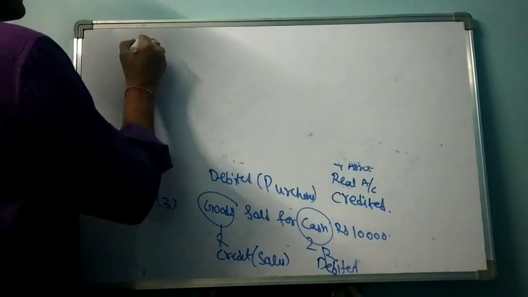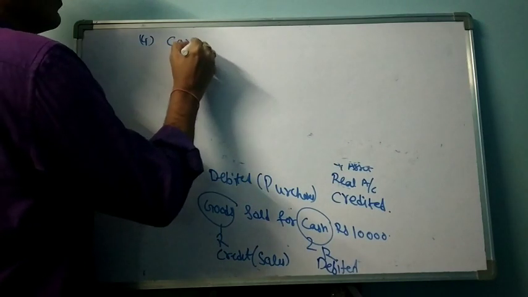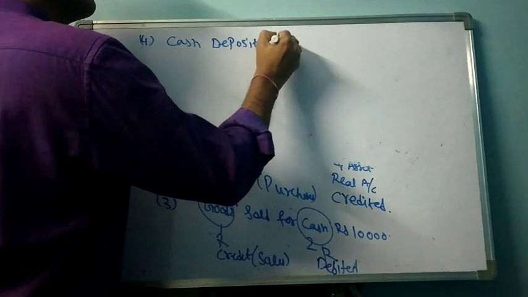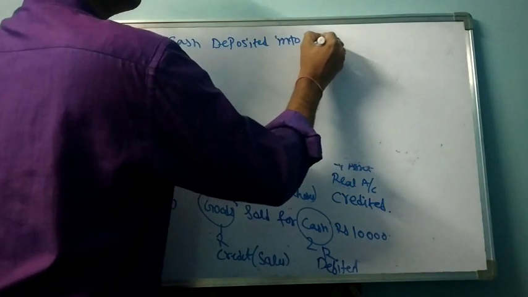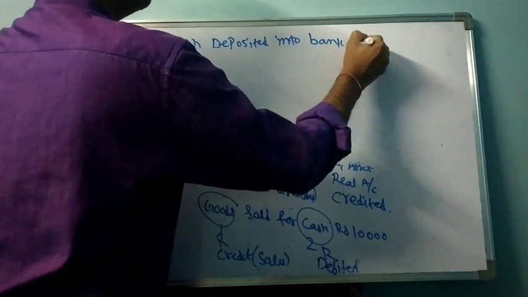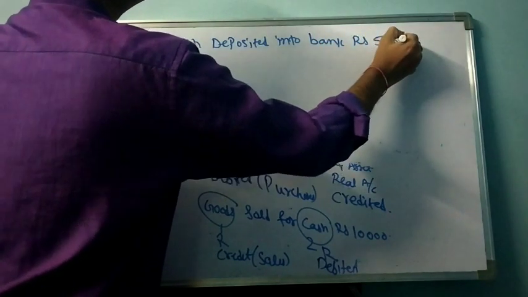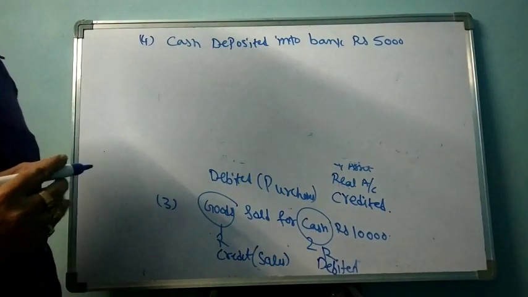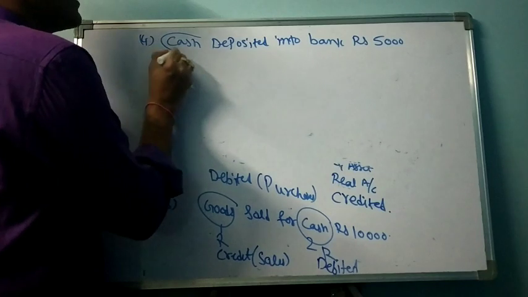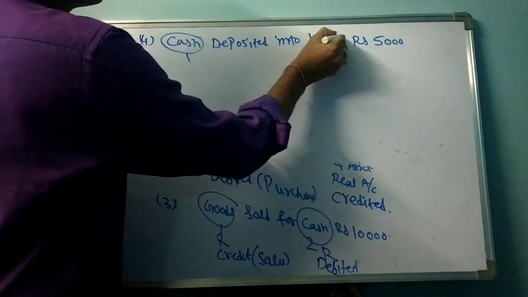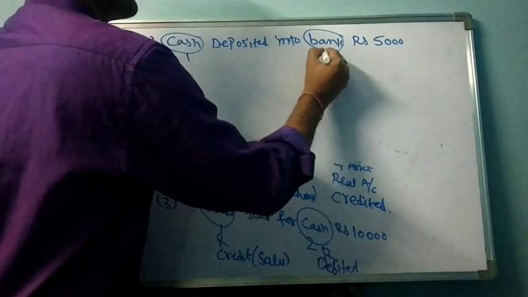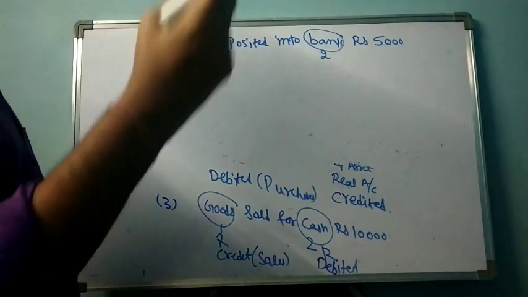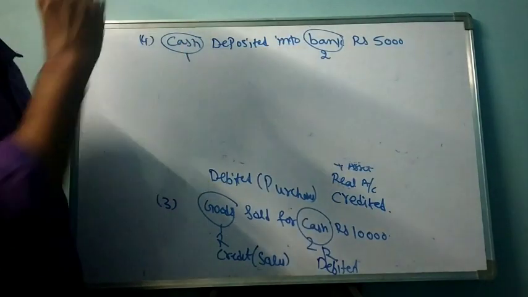The 4th one is cash deposited into bank. Cash deposited into bank, Rupees 5,000. Now again, what is step number 1? Identify the number of accounts. Here cash is one account. Remember, bank is also an account, the second account. So how many accounts are there in this transaction? 2 accounts are there. One is cash, one is bank.